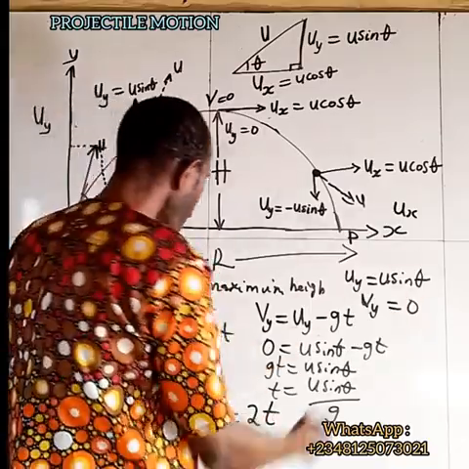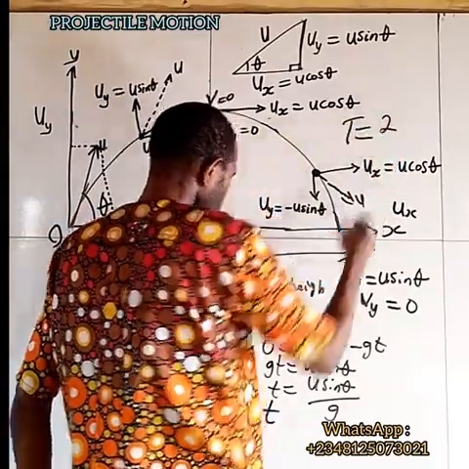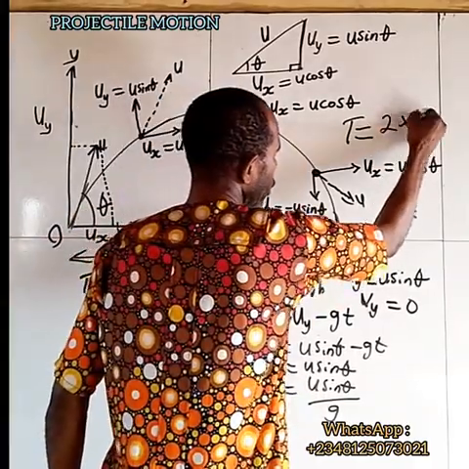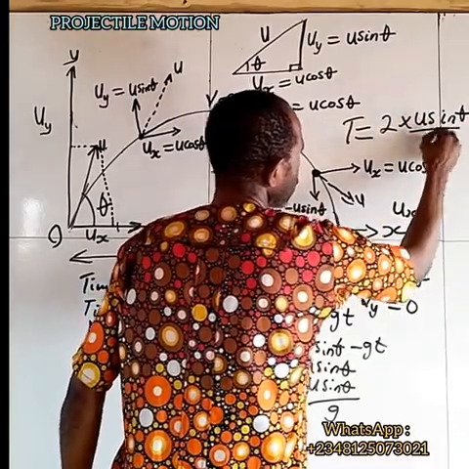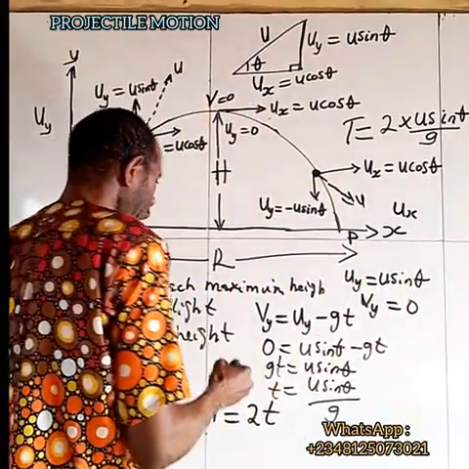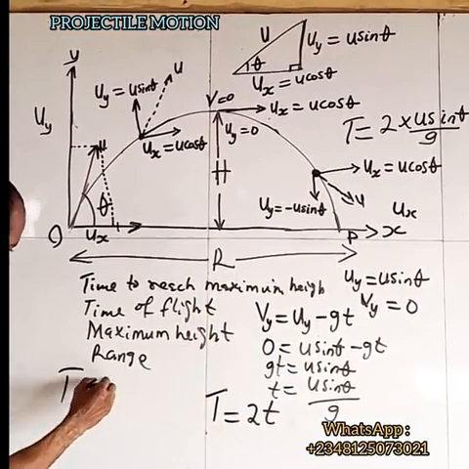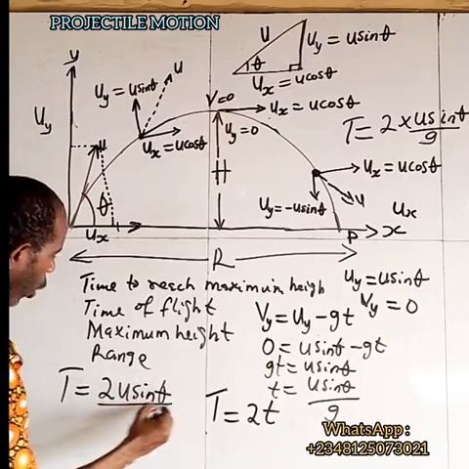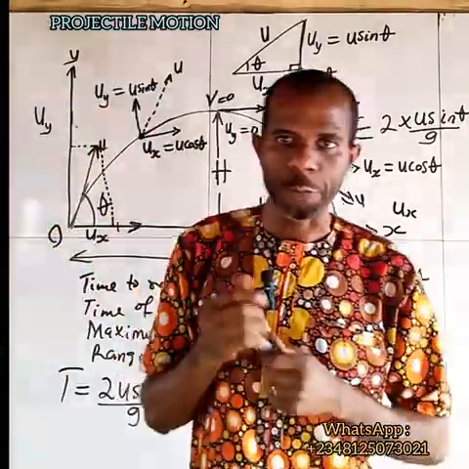Then we can just say T is equal to 2 times our small t, which is u sine theta all over g. So the time of flight is given as T equal to 2u sine theta all over g. So this is the formula for calculating the time of flight.